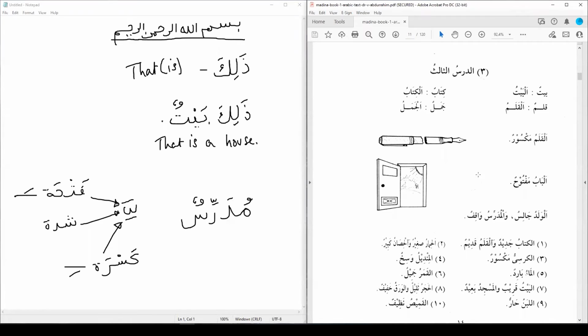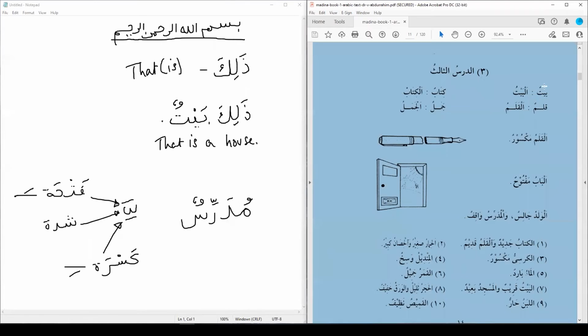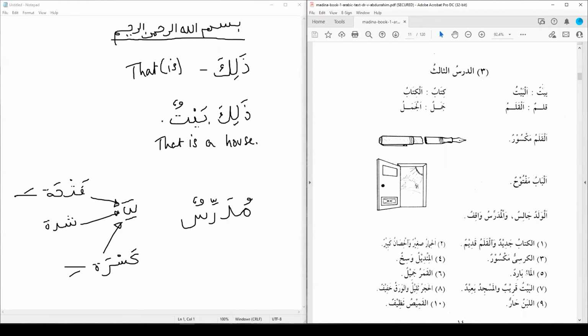So in chapter 3, we learn about definite and indefinite words. So you can see here that a word is indefinite, it's general, if it ends in tanween. So baytun with tanween means a house. It could be any house, you're not specifying it. But when you say al-baytu, you add alif wa lam to it, it means the house. It's now defined and definite.